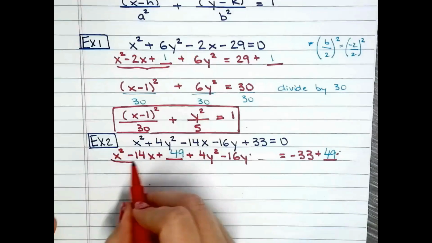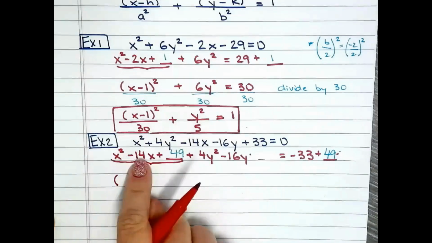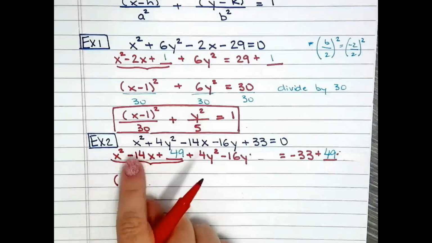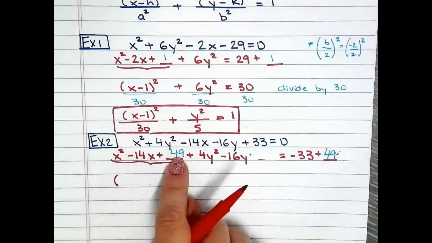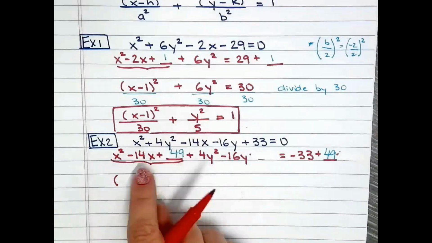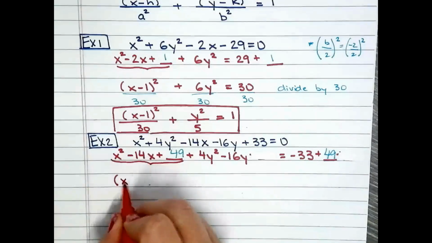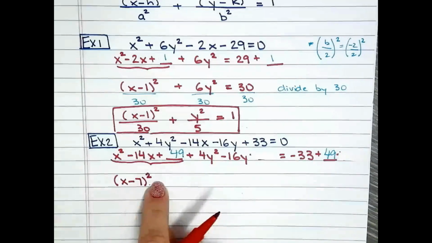So go ahead and factor this. We know how to factor. If you can't remember, I really talked about this one in the circles video. You're looking for two numbers that multiply to 49 and add up to -14. So you have x minus 7, x minus 7. You can just rewrite this as x minus 7 squared.